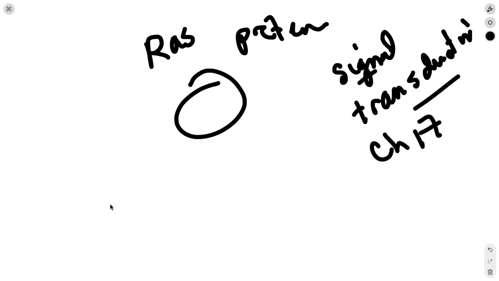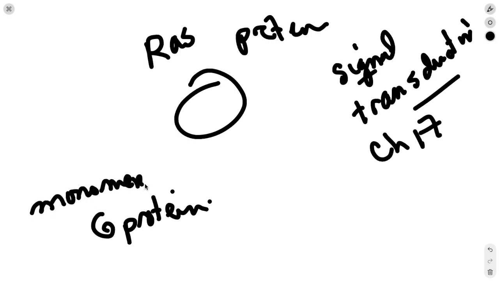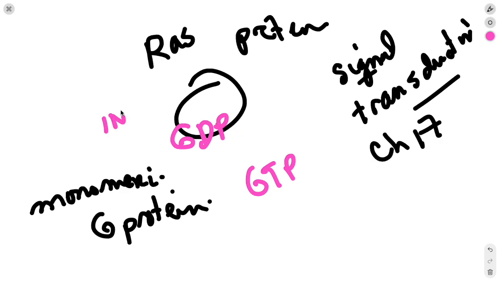And it's referred to as a G protein, and we call it a monomeric G protein. That just means there's just one protein molecule that makes up RAS. So it's a category of monomeric G protein. And what does that mean? It's called a G protein because it's always bound to either GDP or GTP. That's why it's called a G protein, because it's bound to GDP or GTP. When it's bound to GDP, it's inactive. And when it's bound to GTP, it's active.